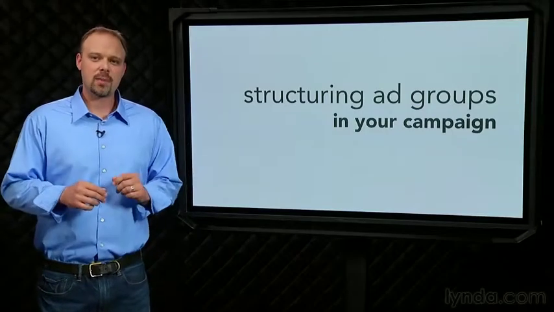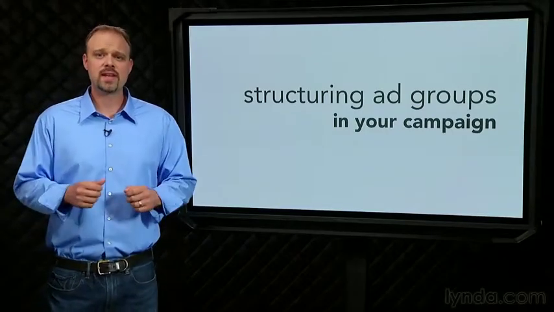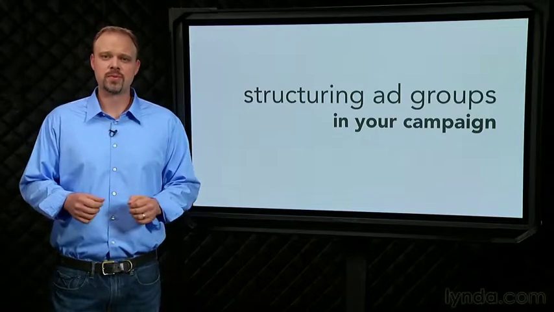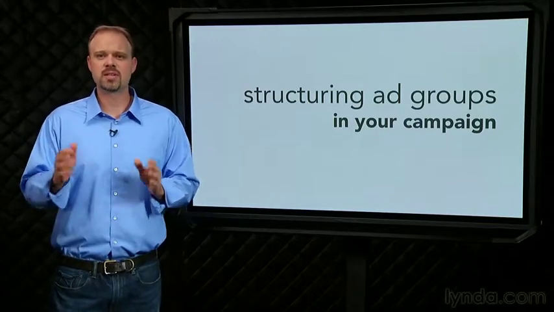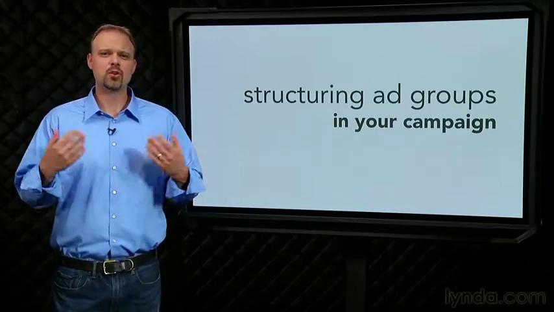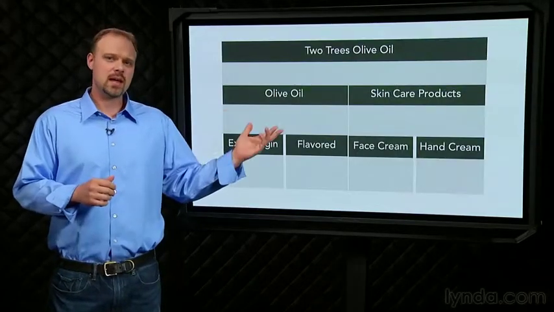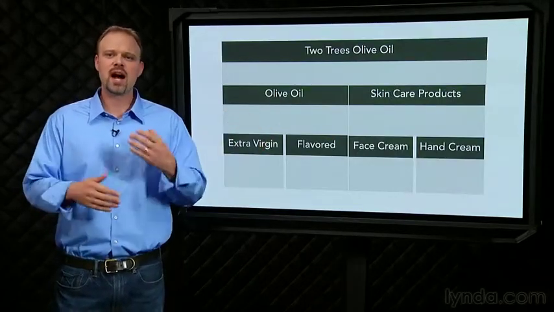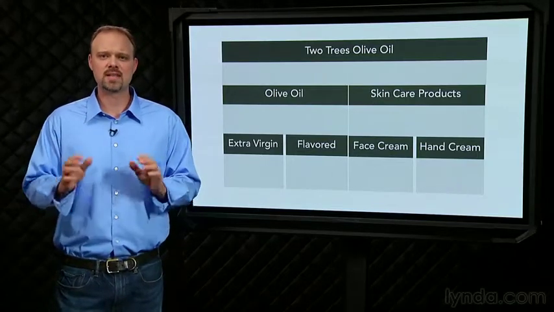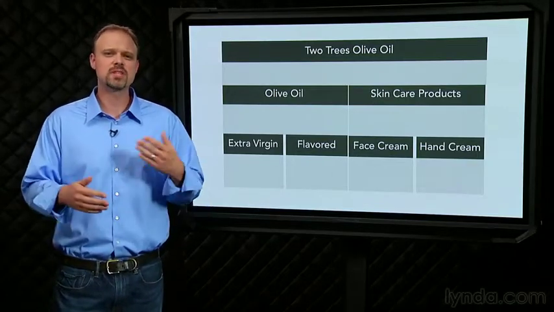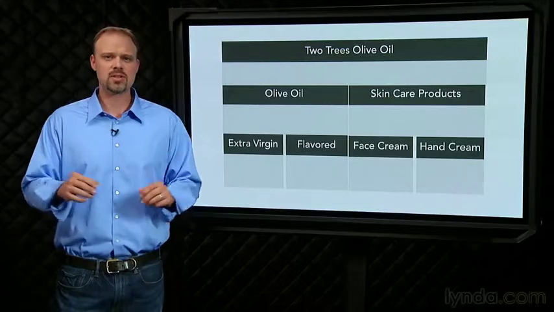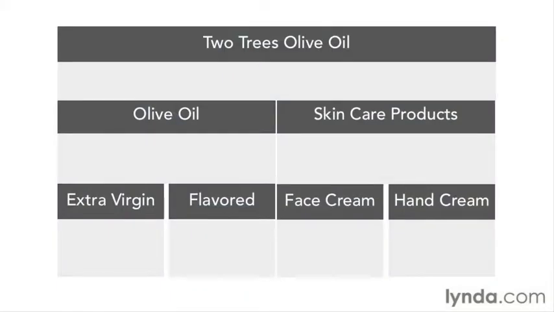Now that you have your campaign set up, you're ready to move on to the next step, creating ad groups. It helps to think of an ad group as a subcategory of your campaign that groups similar keywords and ads together. In this example, the ad groups break the olive oil and skincare campaigns down even further into more specific subcategories. Not just olive oil, but extra virgin or flavored.